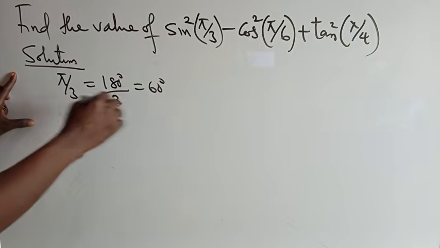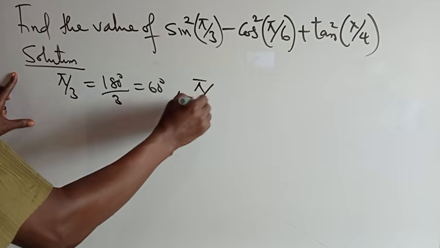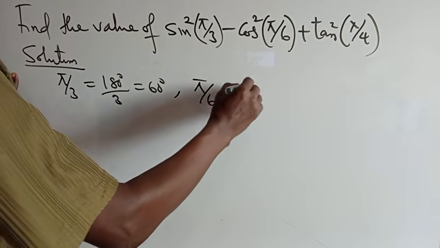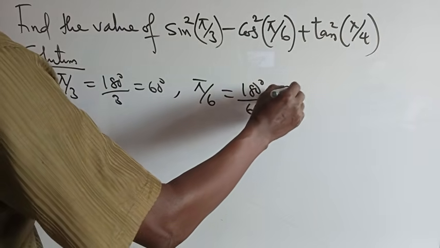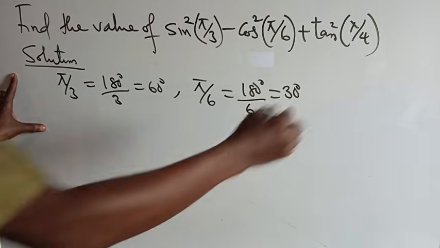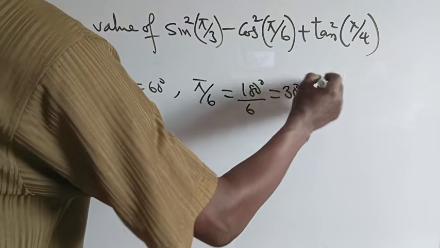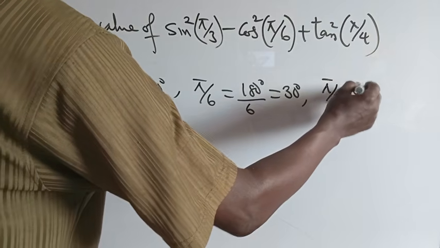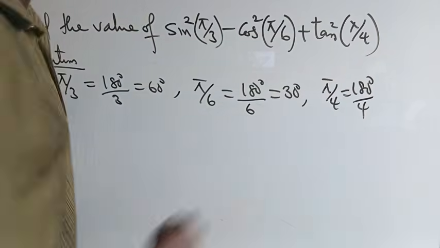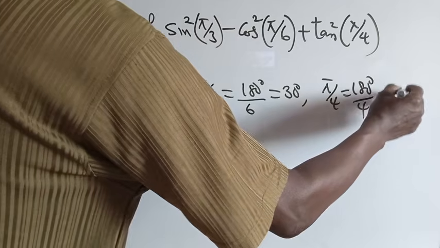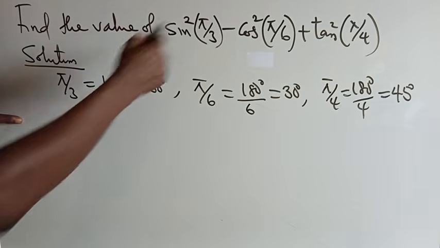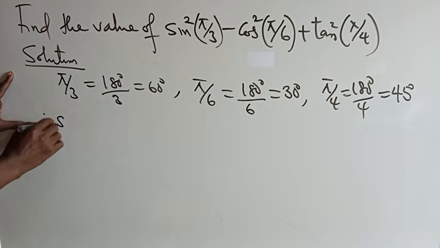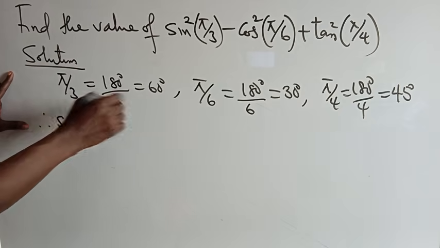Fine. What is pi over 6? That is 180 degrees all over 6. That is 30 degrees. Beautiful. And what is pi over 4? Pi over 4 is 180 degrees all over 4, because that will give us 45 degrees.